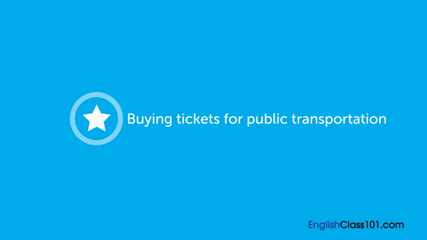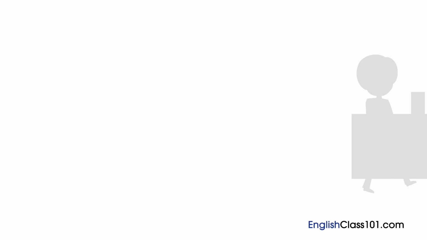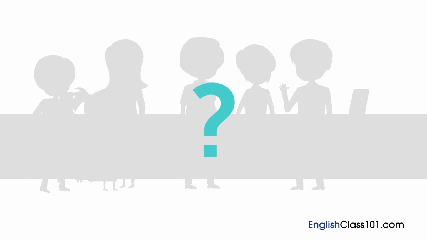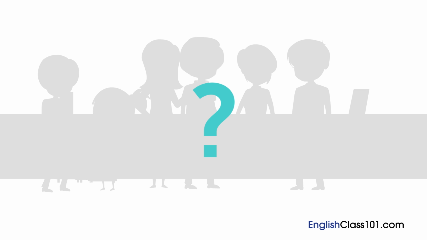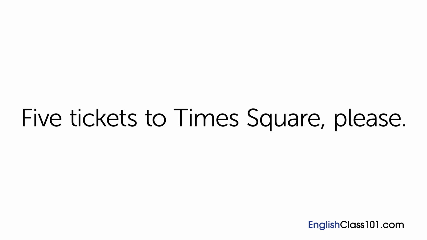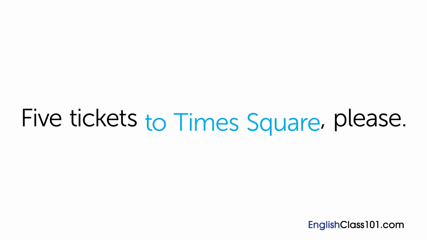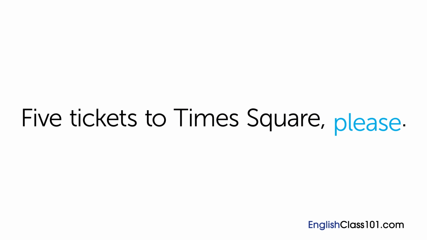Now the lesson focus. Here's how to buy tickets. Ready? Do you remember what George said to purchase tickets to Times Square? 5 tickets to Times Square, please. First is the phrase 5 tickets. Next is a phrase that includes a place, to Times Square. Last is the word please. Together, it's: 5 tickets to Times Square, please.